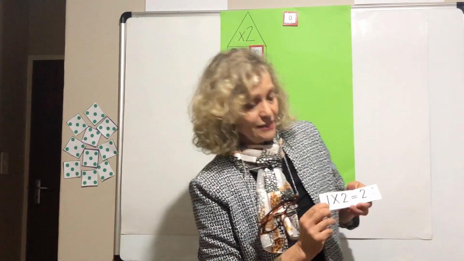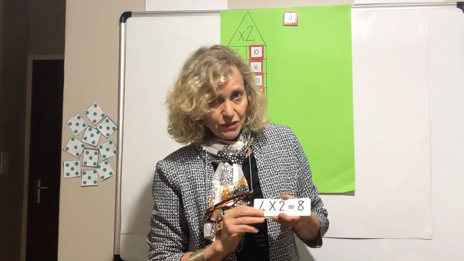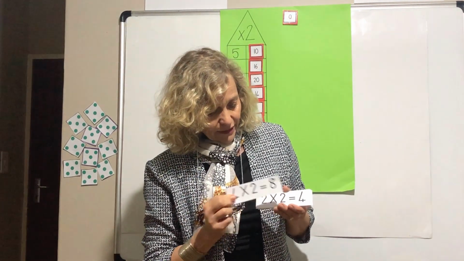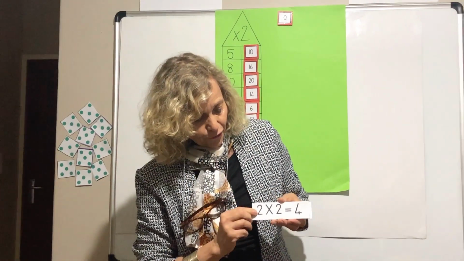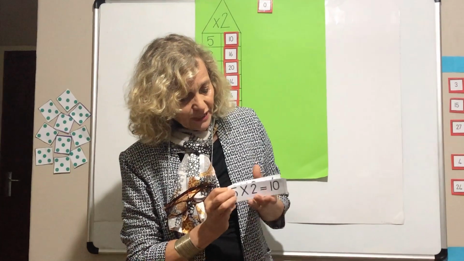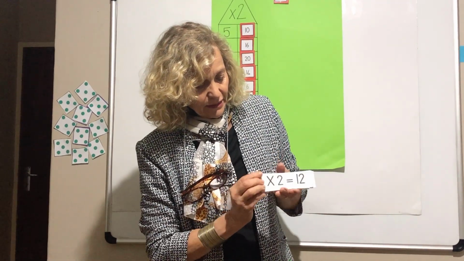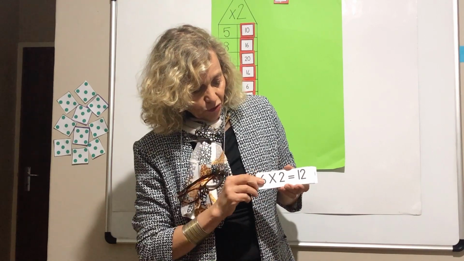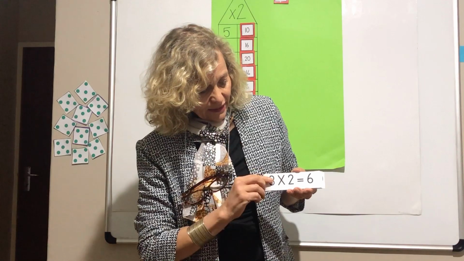Let's see, 1 times 2 is 2. 4 times 2 is 8. 2 times 2 is 4. 5 times 2 is 10. 6 times 2 is 12. 3 times 2 is 6.